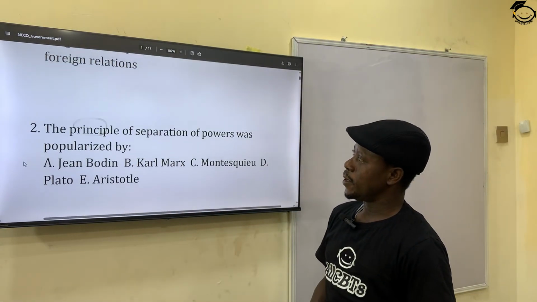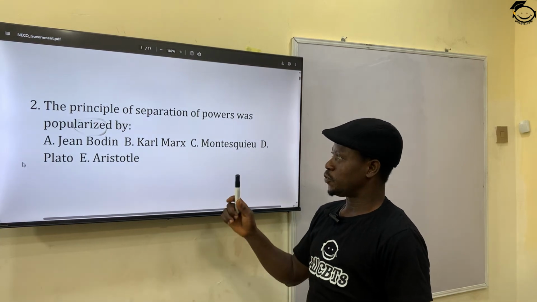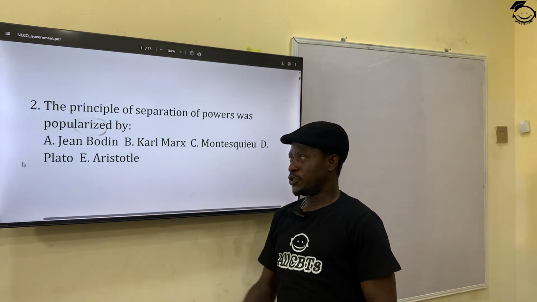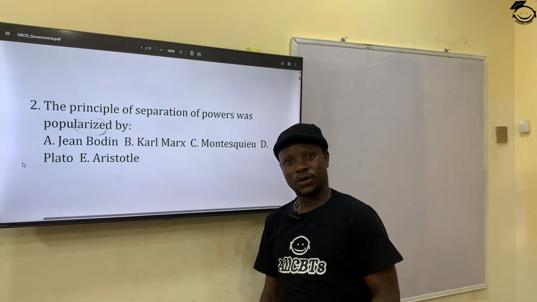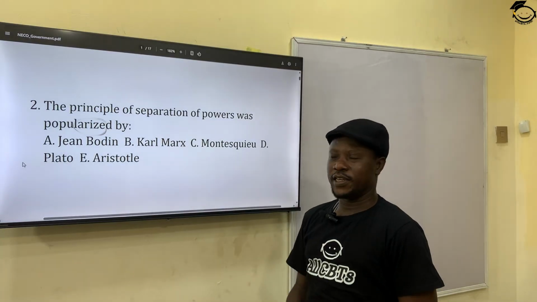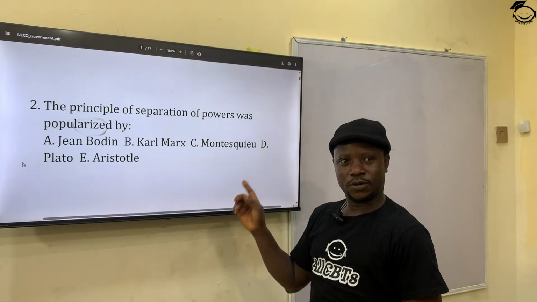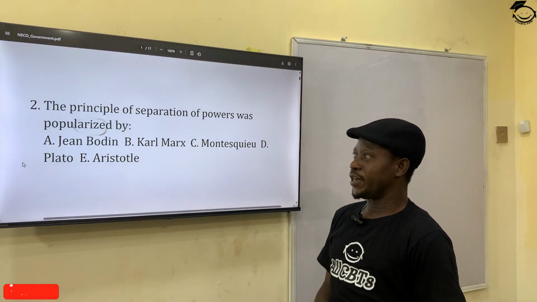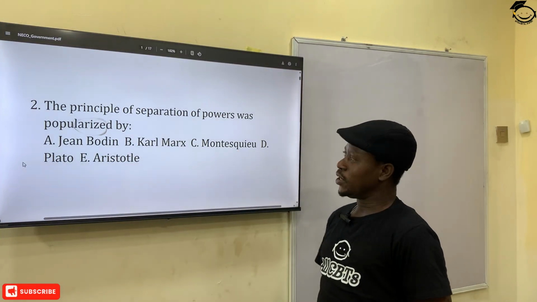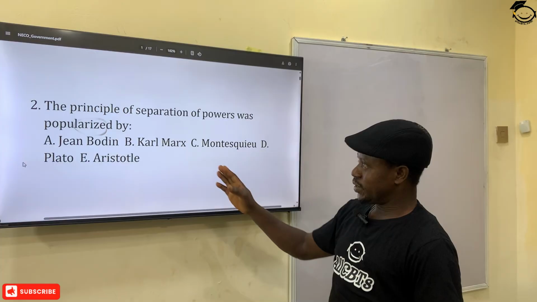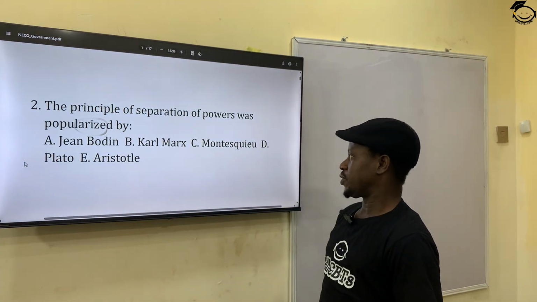Number two, the principle of separation of powers was popularized by who? A. Bodin, B. Karl Marx, C. Montesquieu, D. Plato, E. Aristotle. The correct answer here is C. Charles Baron de Montesquieu was the one that popularized separation of power. Though Bodin also wrote about it, and Karl Marx talked about mode of production, the person that popularized separation of power is Charles Baron de Montesquieu.